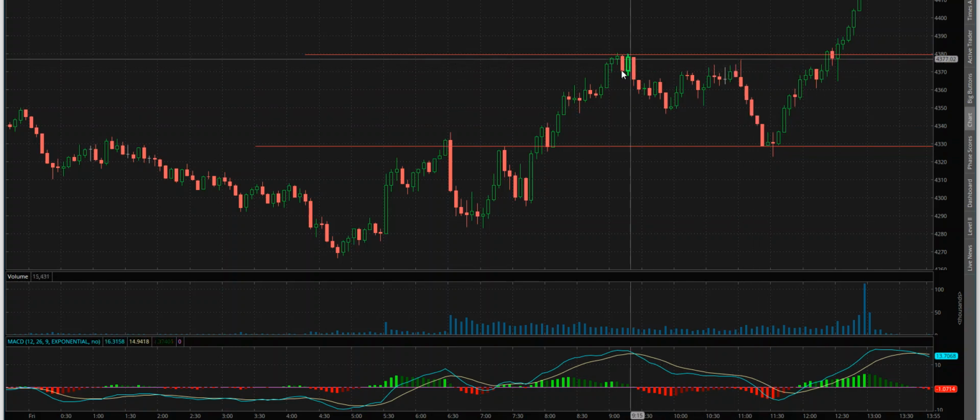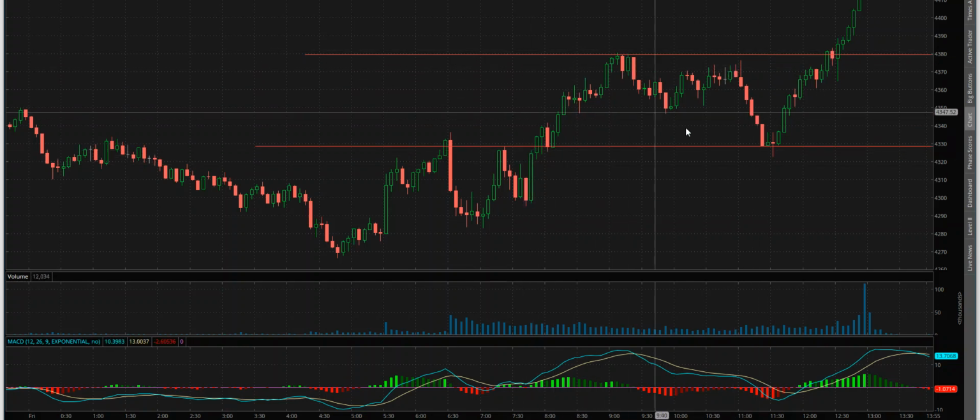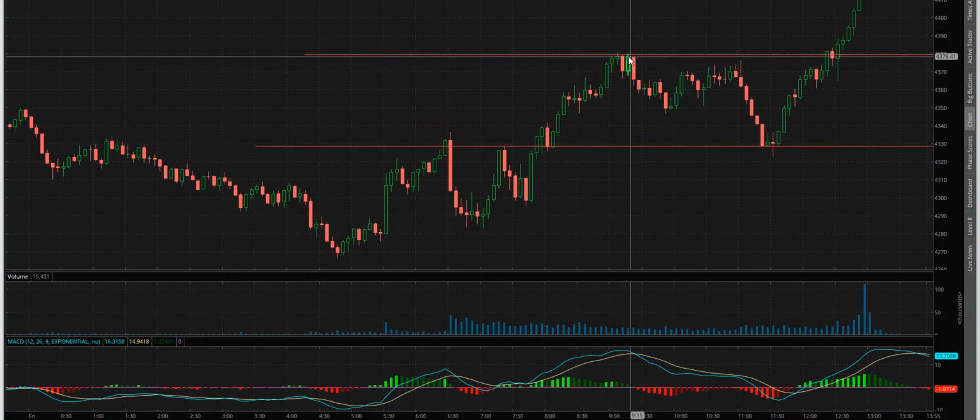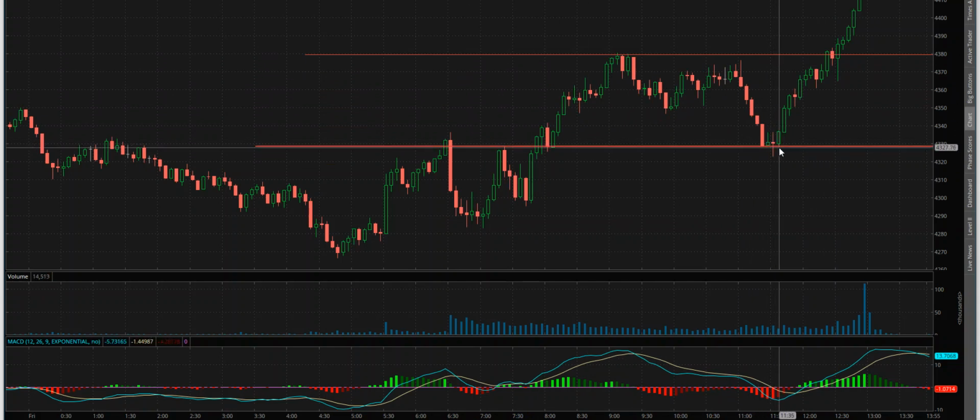So if you are following, now if you see here, this is working as a channel. So it went here, hit there, came back, hit here again, came back, hit here, again bounced back. So this works as a resistance line, this works as a resistance line, and this works as a support line.